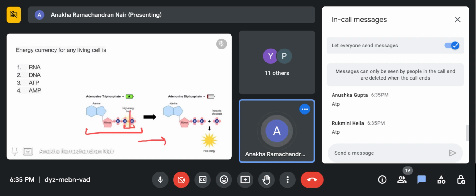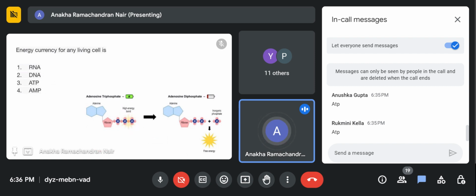The inorganic phosphate will be released, and because of this reaction, you will have free energy released, which can be used for other processes. Usually this is combined with another process that requires energy. So the correct answer is ATP. AMP, adenosine monophosphate, is where you don't have these two phosphates. Now that you don't have these two phosphates, there is no high energy bond to break, so it is not an energy currency. RNA and DNA are nucleic acids, so they are also not an energy currency.